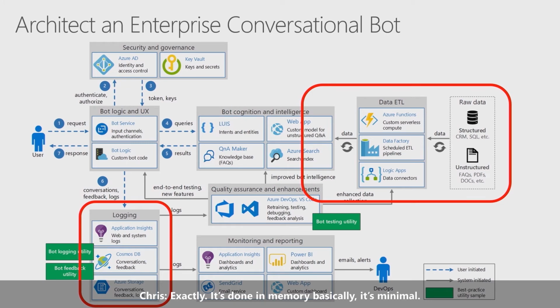It's done in memory, basically. It's minimal, right? But that basically means that privacy is being handled by not storing anything at all, okay? But you could choose to do bot logging, right? Now, the AI engineer would implement the bot logging within the bot itself. But it's likely that they're going to lean on you for a platform that stores that logging history.